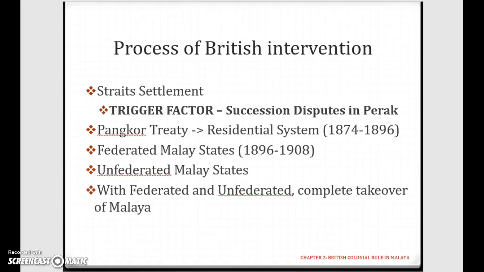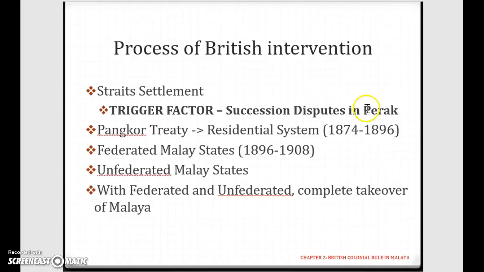So this one, please refer to the textbook. My slides are pretty bare, so look at the textbook for this. It goes into great detail about how the British went about the process of colonization, and it starts from page 48, rather than 55 as the heading suggests. You would be able to see from then on that they installed the Residential System under the Pangkor Treaty.